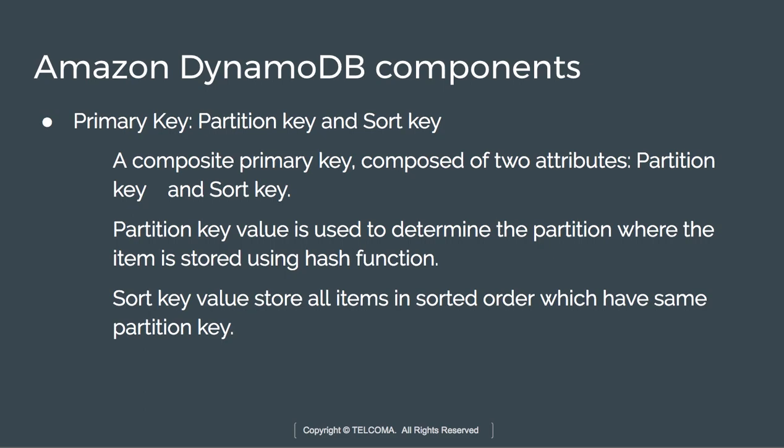A composite primary key always consists of two attributes, partition key and sort key. The partition key value is used to determine where the item is stored using a hash function, and the sort key value stores all items that have the same partition key in sorted order. Suppose we have one or more items with the same partition key, so it sorts and saves them.